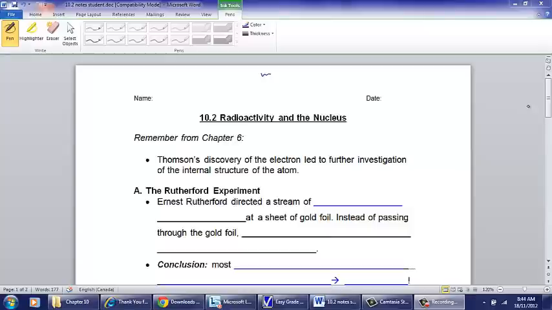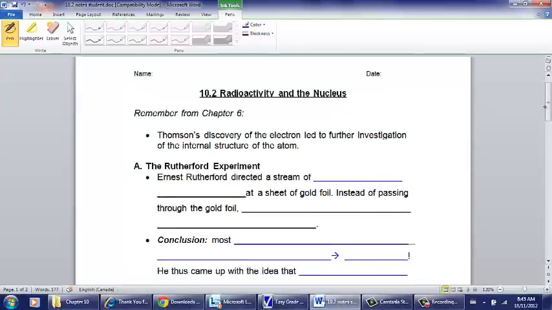In this chapter, we will be looking at subatomic particles and exploring how radioactive decay changes the nucleus. Developing an accurate model of the atom was an ongoing process, and an understanding of radioactivity led scientists to discover more about the internal structure of the atom. You should recall from Chapter 6, from studying chemistry, that Thomson's discovery of the electron led to further investigation of the internal structure of the atom. Thomson's model was that of a raisin bun, so he thought that the atom was essentially a positive mass and the electrons were scattered throughout.